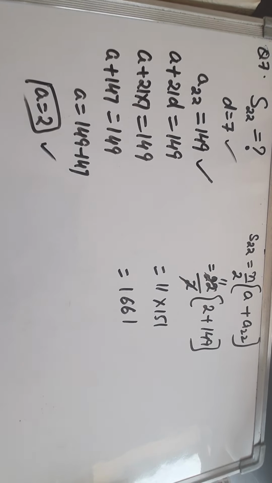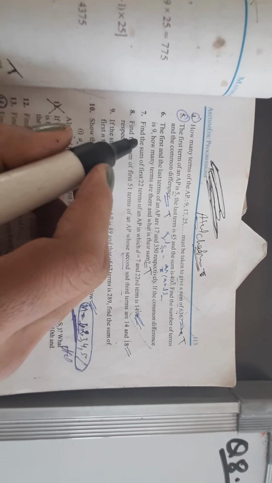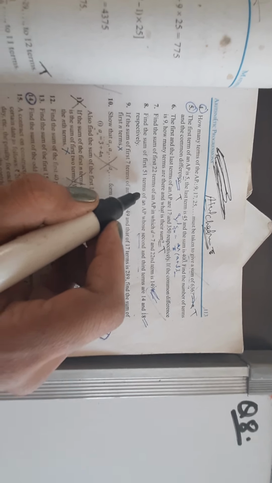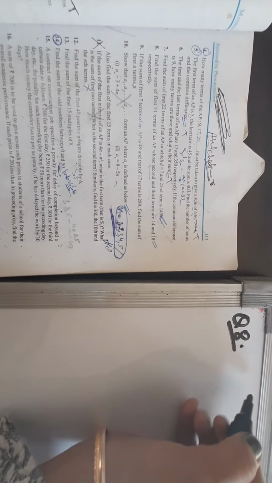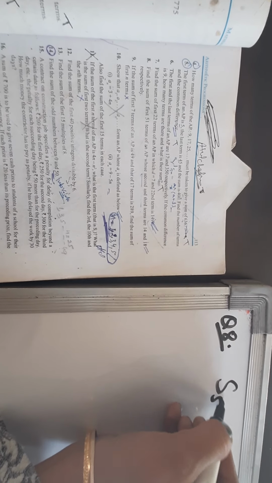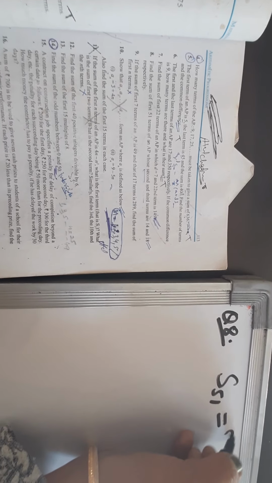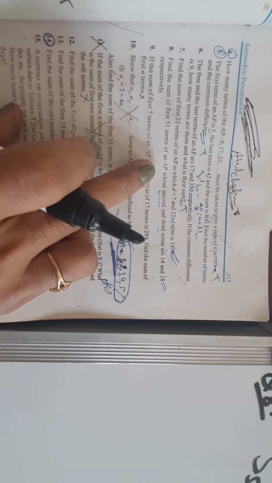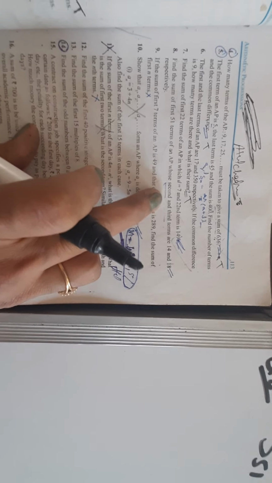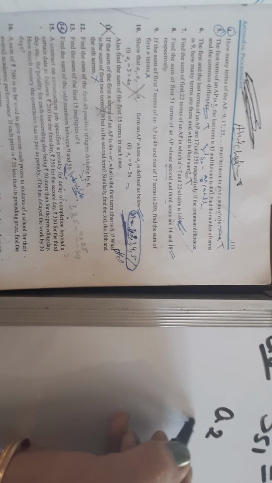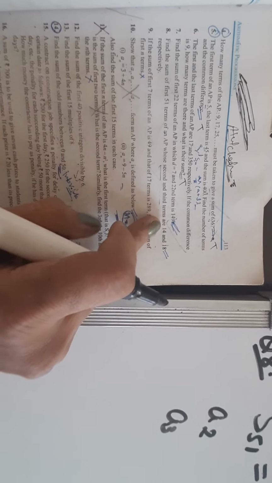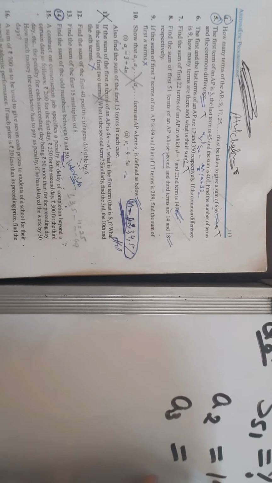Now question number 8. Find the sum of 51 terms. So sum is of 51 terms. Find करना है, question mark. Find the sum of 51 terms of an AP whose second term and third term are equal to 14 and 18 respectively. So this is what we have.